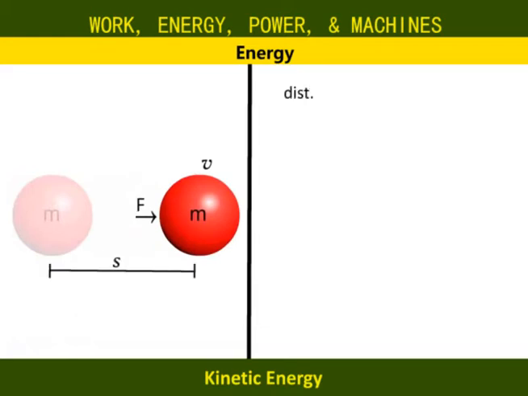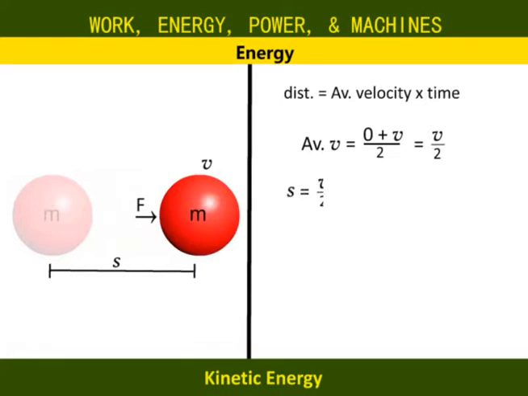We know that distance is equal to average velocity times time. Average velocity itself is given as initial velocity plus the final velocity divided by 2. The initial velocity is 0 since the body started at rest. So 0 plus v divided by 2 will give us v over 2. And therefore s, or distance, is equal to v over 2 times t, giving us vt over 2.